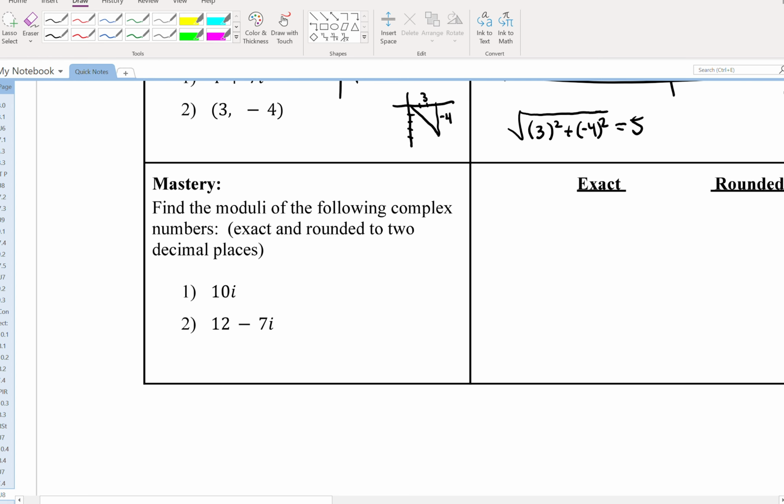Find the moduli of the following complex numbers, exact and rounded to 2 decimal places. So 10i. Now, think about what that means. In standard form, that's 0 plus 10i. If I were to graph this, it would just be right down here. 10i. This is my imaginary. Here's my real.